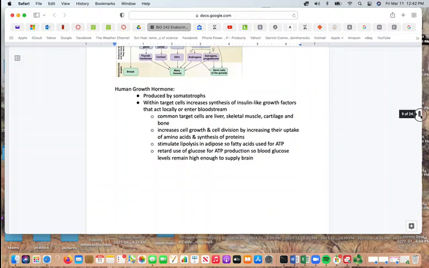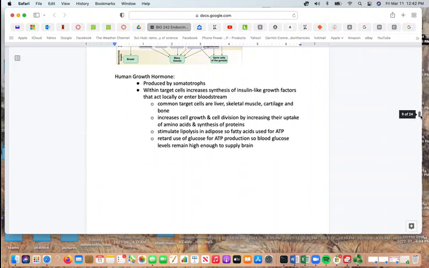So we'll look a little bit more closely at human growth hormone. The type of cell that's going to produce it is a somatotroph. And within the target cells, it's going to increase the secretion of the insulin-like growth factors that will either act locally or in the bloodstream. So they're going to act similar to insulin, but not entirely the same. Some of their target cells are the liver, skeletal muscle, cartilage, and bone. So it is going to promote cell growth and cell division. It will cause them to take up more of the amino acids and do more protein synthesis.